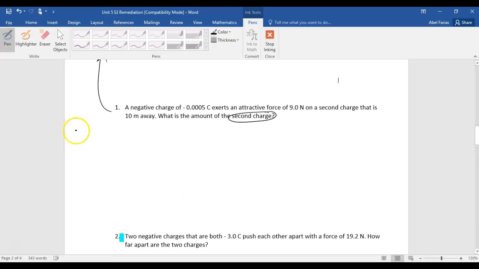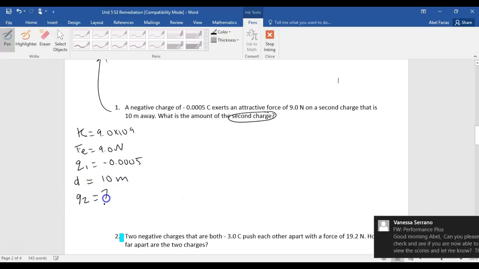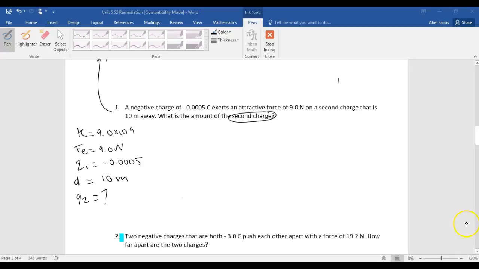So finding our knowns, we know that K is going to be 9.0 times 10 to the 9th. That always is the same when we're working with charges. Now, the force of electrostatics is 9.0 newtons. Q1 is equal to a negative 0.0005, and then the distance is equal to 10 meters. What we're trying to find is Q2. Okay, so from here, what we're trying to find is that second charge.